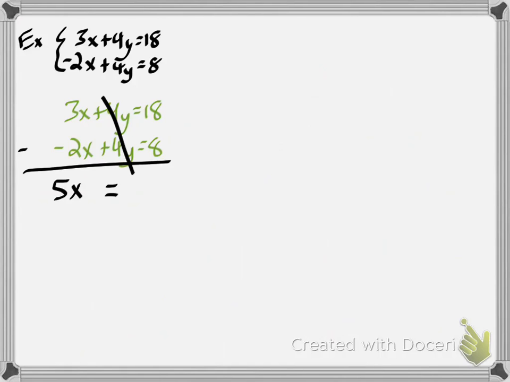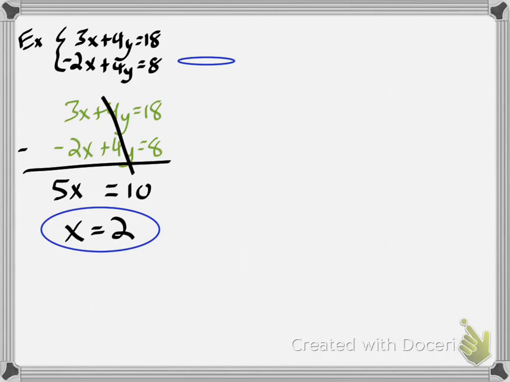18 minus 8 is 10. So we have 5x equal to 10, so you should know that x is going to equal 2. Now that we have x, we substitute it back into one of the equations. I'm going to use the first, actually I'm going to use the last one. Why not?